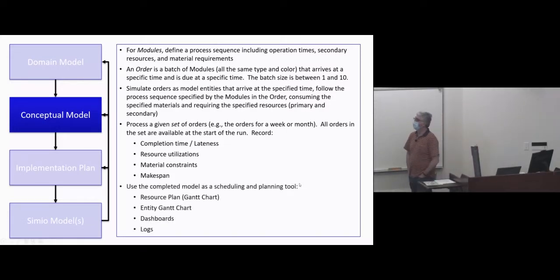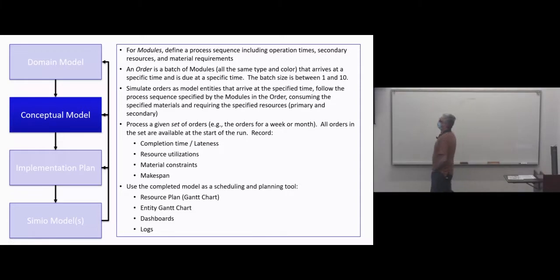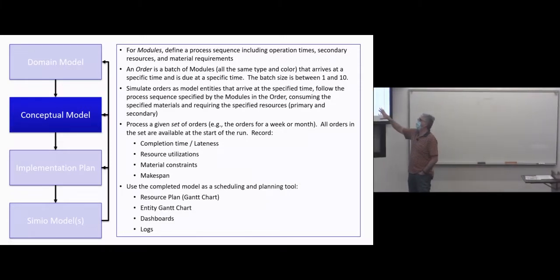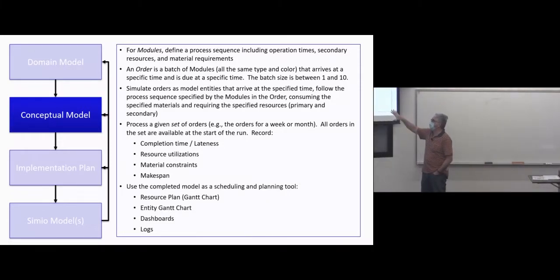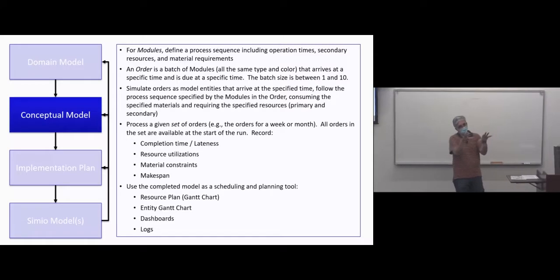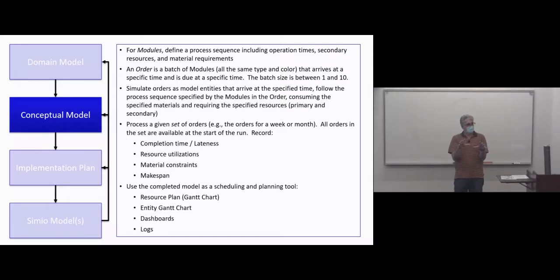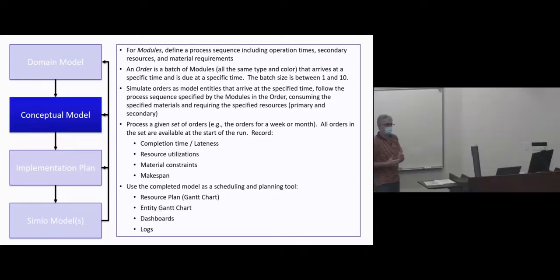And then we want to use the completed model as a scheduling and planning tool. And we have at our disposal resource plan, entity Gantt, dashboards, logs, all of that kind of stuff. Okay, so this conceptual model is saying, I'm going to take the domain and just kind of narrow it down. And at this stage, I would be satisfied with this conceptual model. In other words, we could add more detail, but really, it's a pretty straightforward process from a concept standpoint.